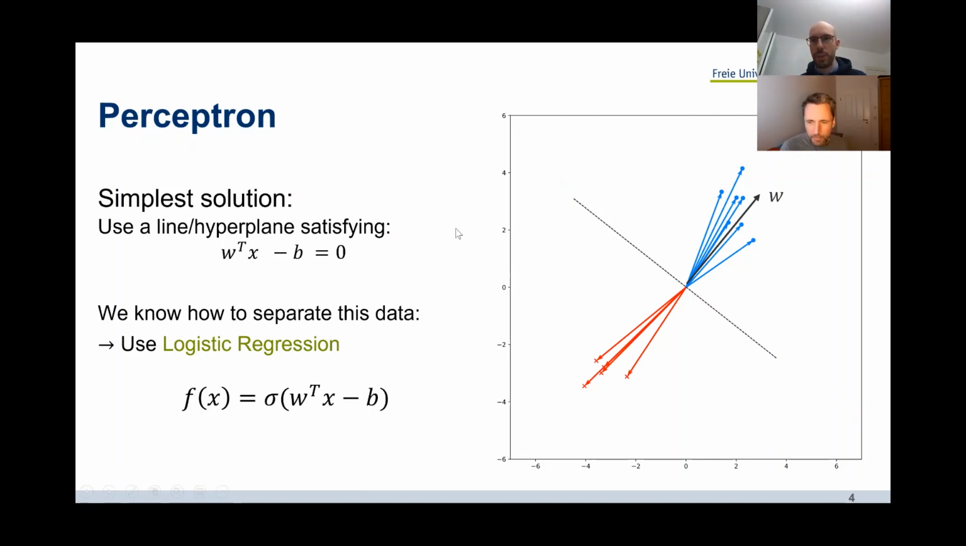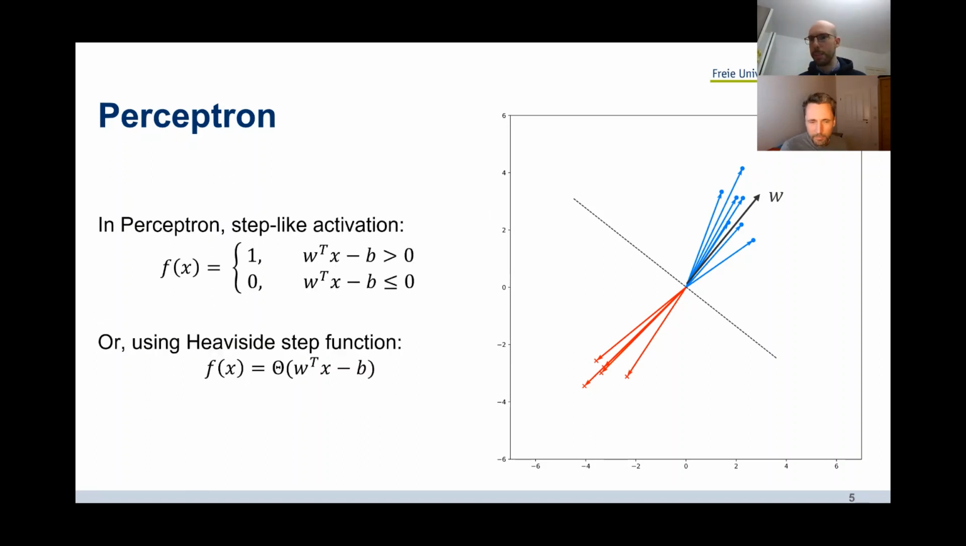And well, then we just translate this into the logistic regression problem where we build a classifier that satisfies this equation, where this is the sigmoid function. But for the perceptron, we're doing this a bit differently. I mean, it looks very similar, but a little bit different.